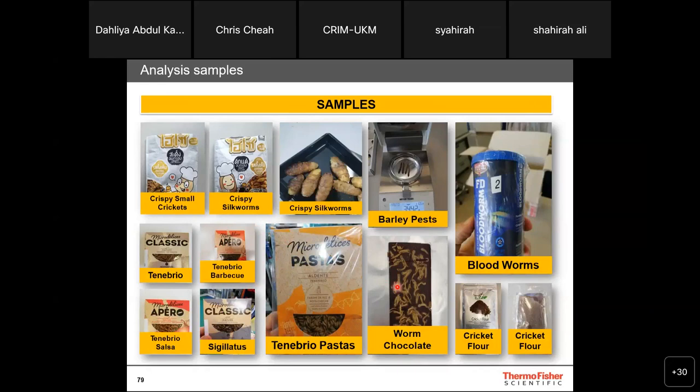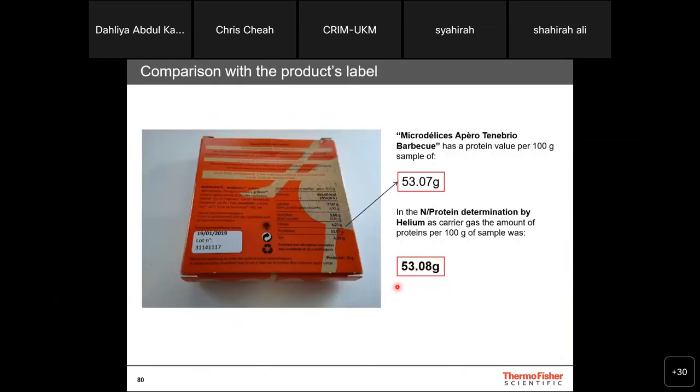So how do they do it? Merely by nitrogen determination. They don't have to understand what analytes or compounds are inside. They will just grind the sample and determine the total nitrogen. This is why you can see on some of their food packaging that for every 100 gram or 200 gram of sample, they will say at least 50% is protein.